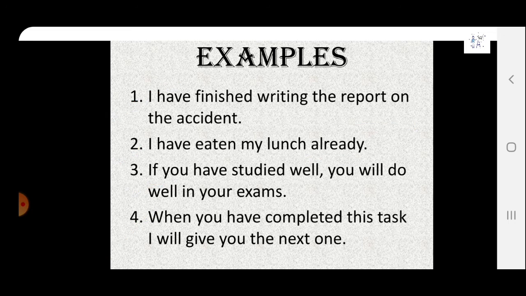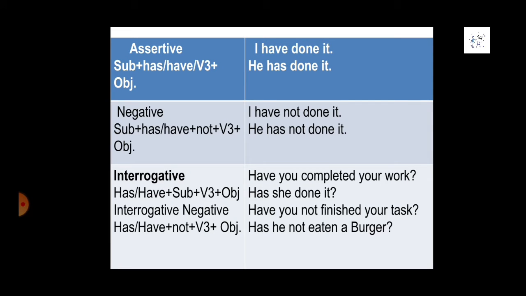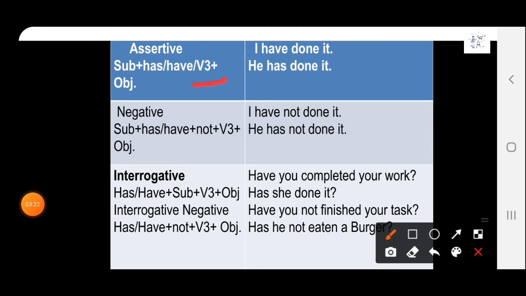Okay. Now, moving next, we will see when we use assertive, negative, interrogative, or interrogative negative sentences, what kind of sentence structure we have to follow. First, I have assertive. In assertive, we use subject, has, have, third form of the verb. It is very necessary to know that we always use the third form of the verb in present perfect tense. Two examples I have taken here. I have done it. He has done it or she has done it. You have done it.